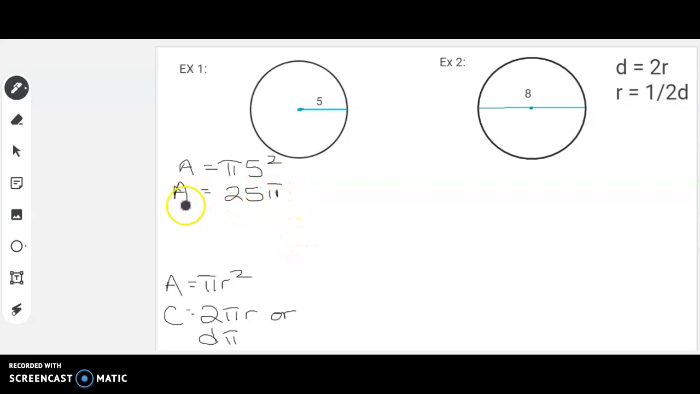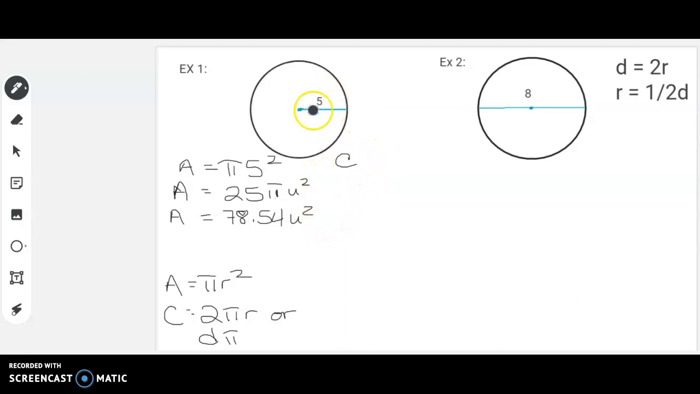Okay, now most of the time you may be asked to leave your answer in terms of pi, so pi would need to be a part of the answer. It would be units squared since we're talking about the space within the circle. Okay, sometimes you might be asked for the decimal representation. So you would just do 25 times 3.14, and that would give you 78.54 units squared.